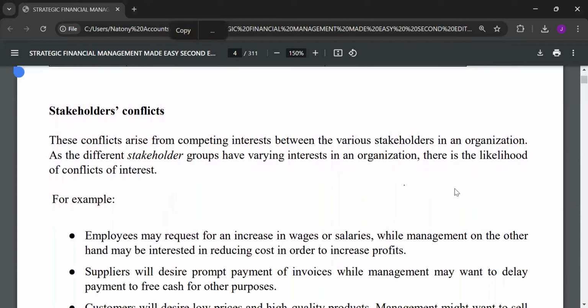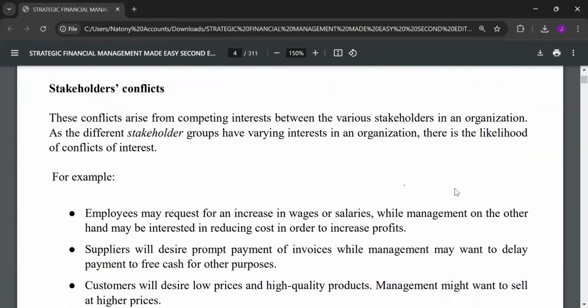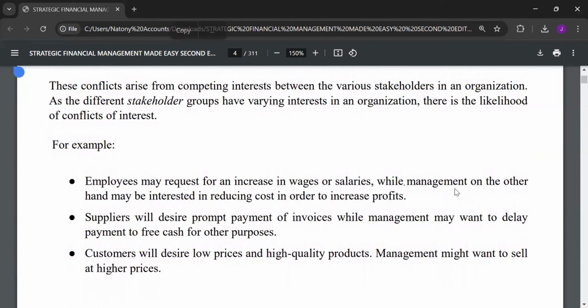Having said that, this set of people, there's always conflict between them, between the management and employees, between management and shareholders, between shareholders and bondholders, and all of this, because the different groups have different interests. For instance, an employee may request an increase in wages or salary, while management, on the other hand, may be interested in reducing costs, and thereby they may want to reduce employees' remuneration.